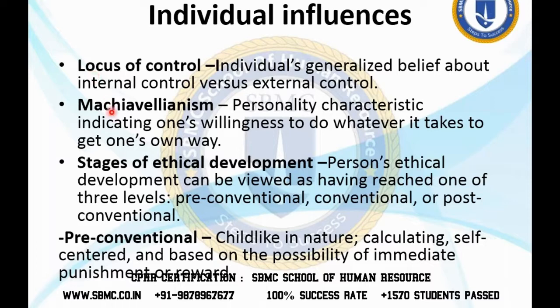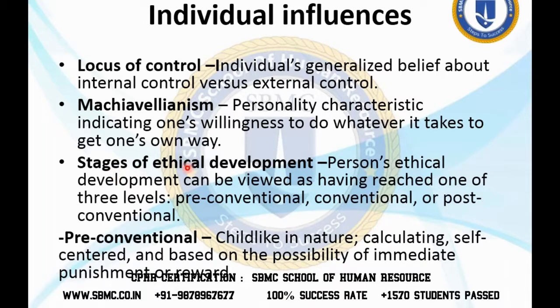Then you have Machiavellianism. Machiavellianism is a personality characteristic that indicates one's willingness to do whatever it takes to get one's own way. Someone wants to move to a particular position, so it is their own willingness, but he wants to work, he wants to go the extra mile. And third is the stage of ethical development.